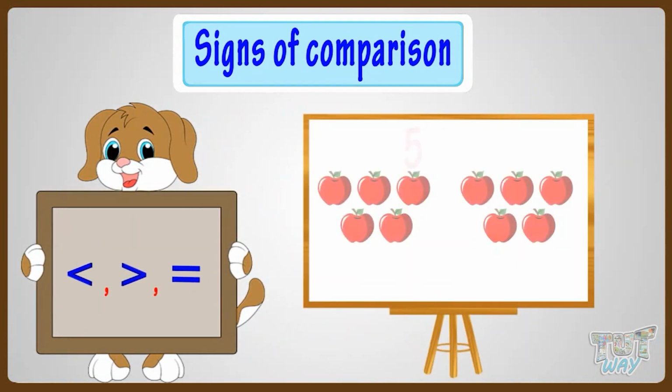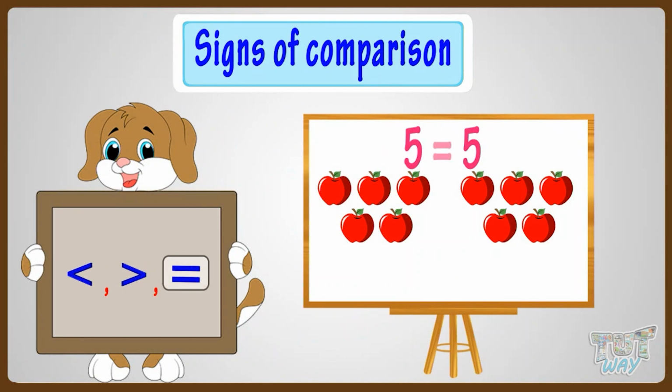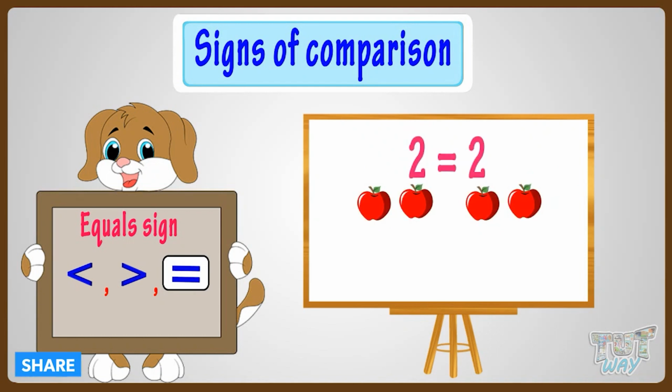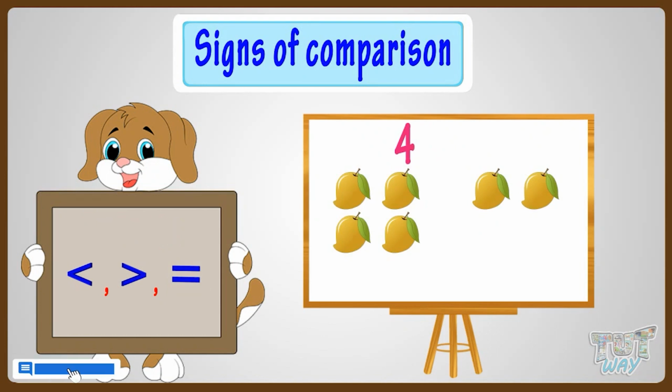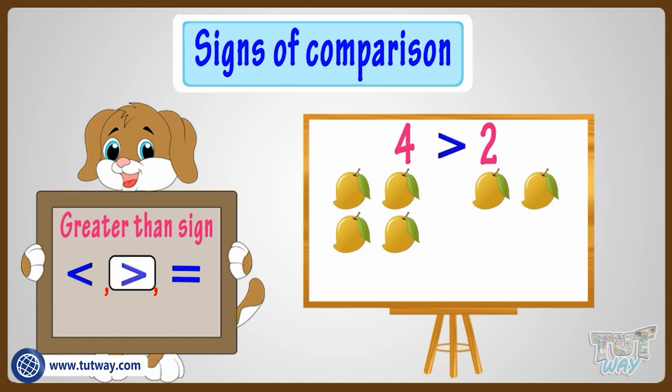When two numbers are equal, we use the equal sign like this. 5 equals 5. 2 equals 2. When a number is bigger than the other number, we use greater than sign, like this.